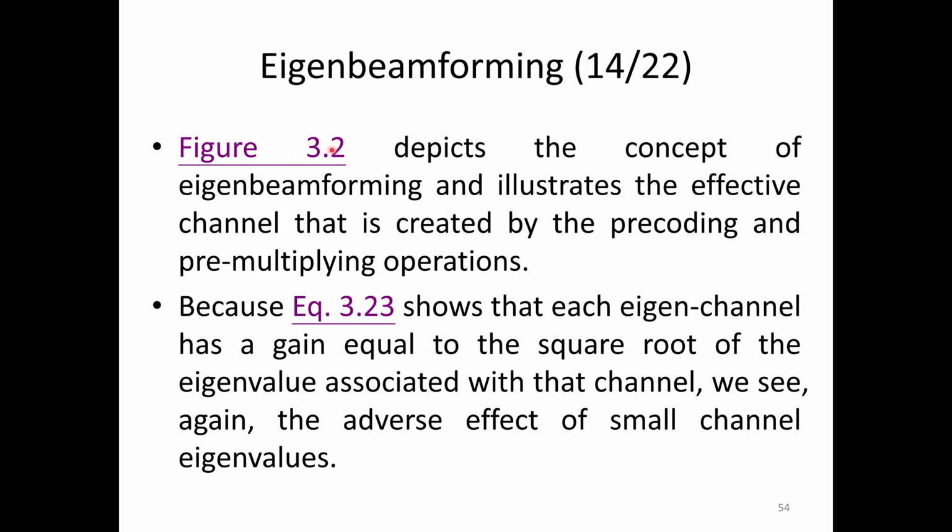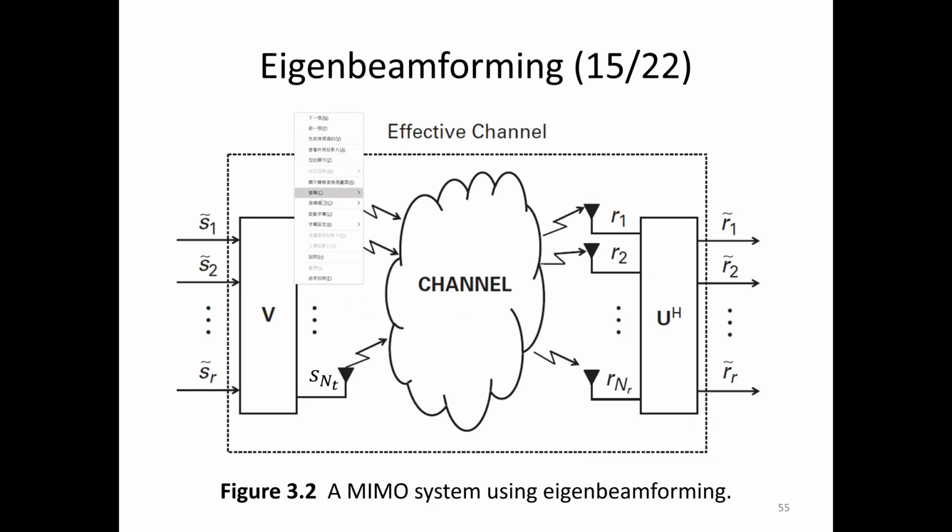Figure 3.2. Okay, let us see figure 3.2. In figure 3.2, it is a MIMO system using eigenbeamforming. In the beginning, there are S tilde 1, S tilde 2 to S tilde R, totally R transmitted symbols. And after the precoder V, that is V times the vector S tilde, we will get S1, S2 to SNT, totally NT transmitted symbols, transmitted by the NT transmit antennas one by one.